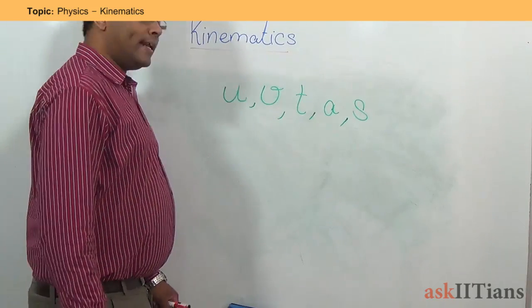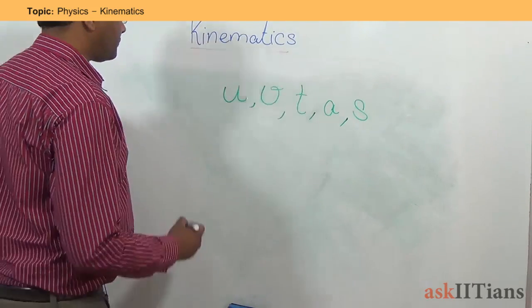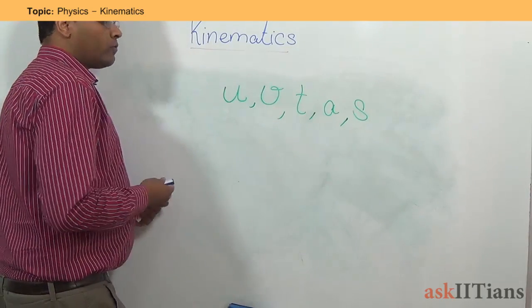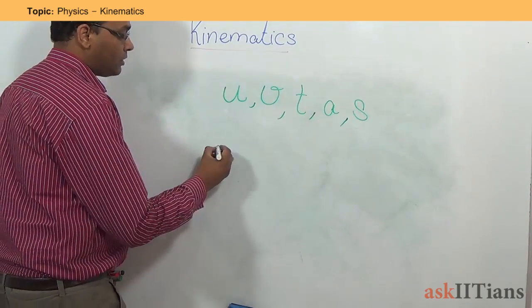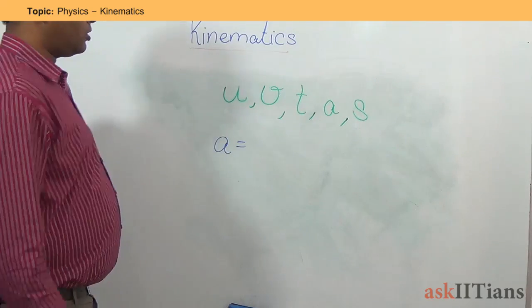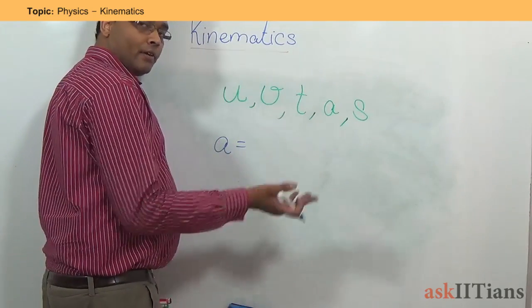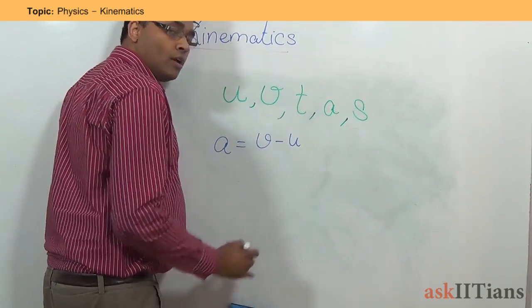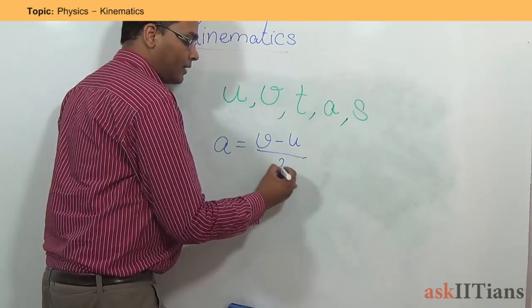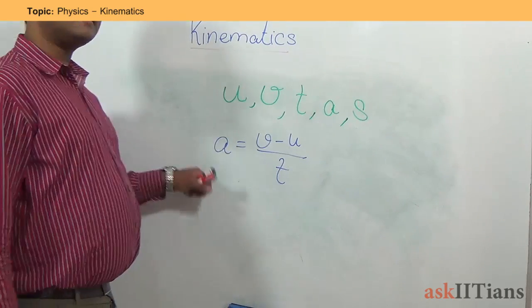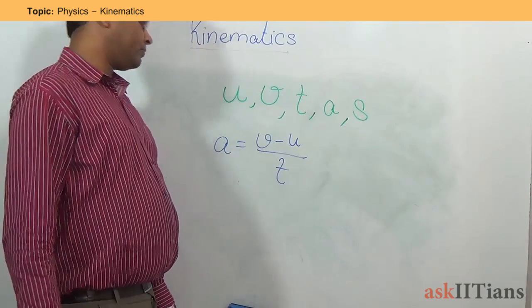Okay, so let's try to understand it further. When we talk about acceleration, what exactly is acceleration? Acceleration is defined as the change in velocity with time. Change in velocity means the final velocity minus the initial velocity. That will be equal to v minus u divided by the time taken t. So this is the acceleration that we have.